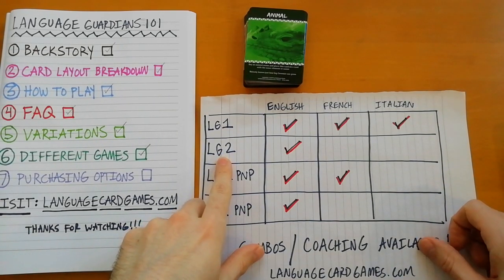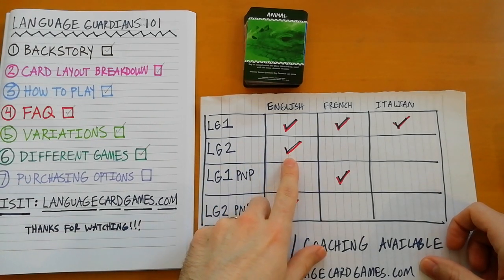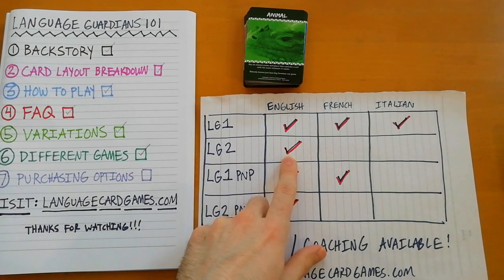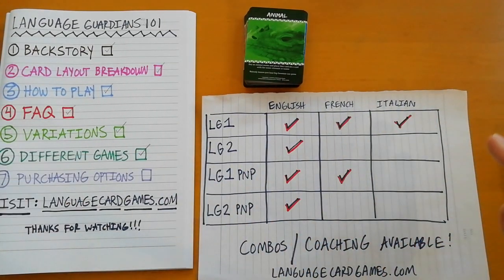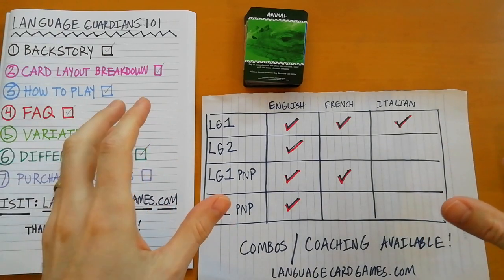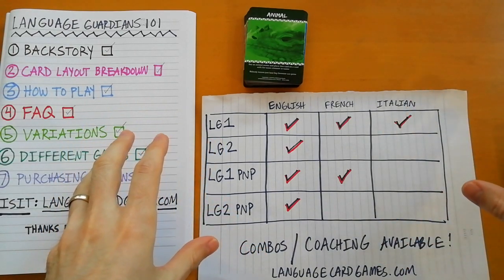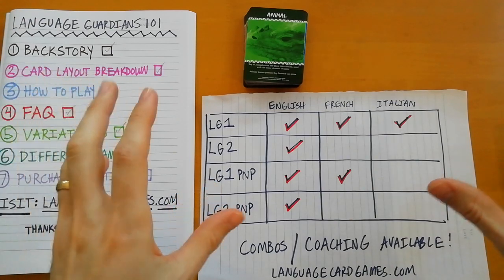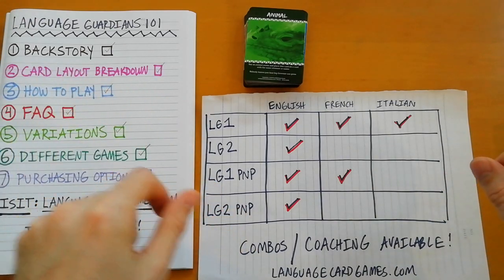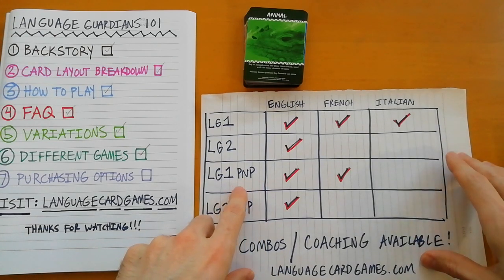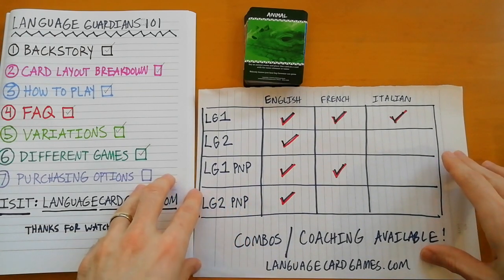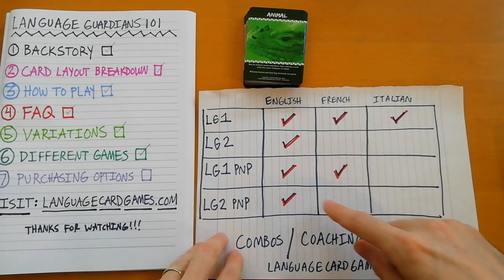Language Guardians 2 is out now. And look at this. It's available in English only, but I'm expecting to have more languages for all these games. More and more languages will continue to be added. Spanish and Arabic are currently being considered. Let us know what language you'd like to see these games published in. Let us know what's popular.